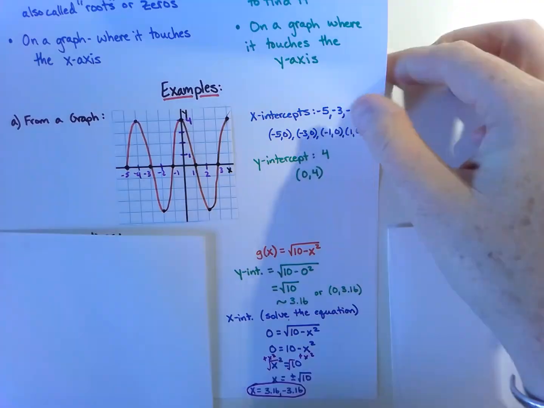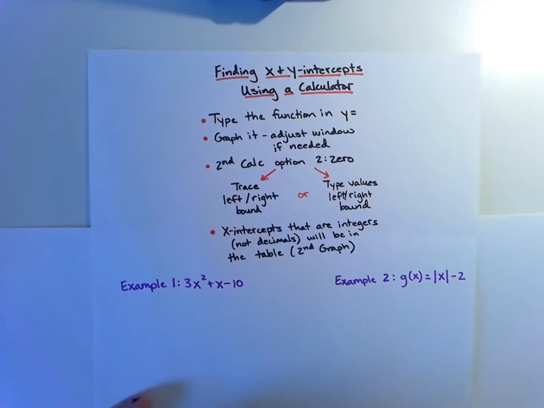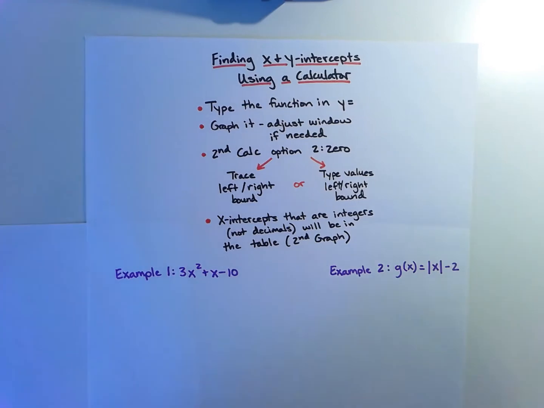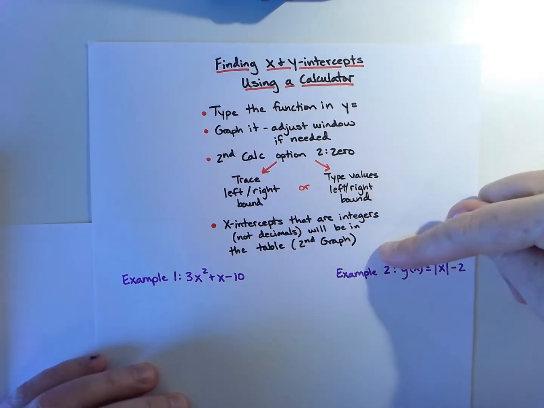Okay, so let's look at finding the x and y intercepts using your calculator. Sometimes it's just easier to type it in and use the calculator, and sometimes it's easy to do it by hand. It just depends on what you're given. So if we wanted to find it in our calculator, these are a few steps to keep in mind.